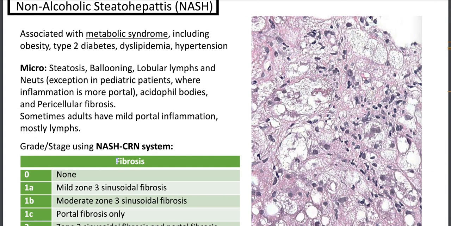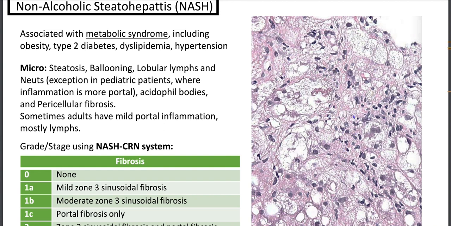Non-alcoholic steatohepatitis. This is associated with metabolic syndrome, including obesity, type 2 diabetes, dyslipidemia, hypertension. You can see steatosis, as you can see the fat droplets here. You can see ballooning. Look at that balloon cell. You see lobular lymphs as you can see here, and neutrophils.